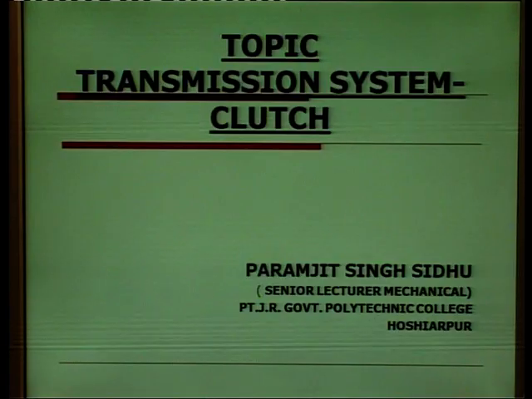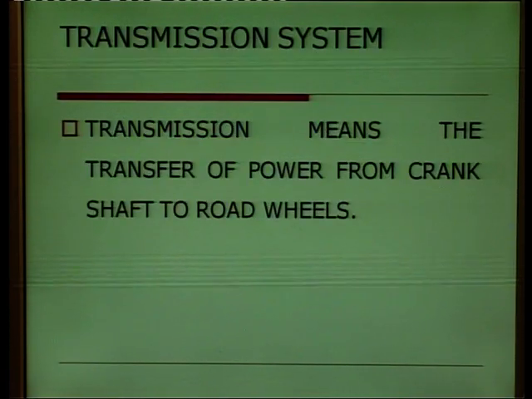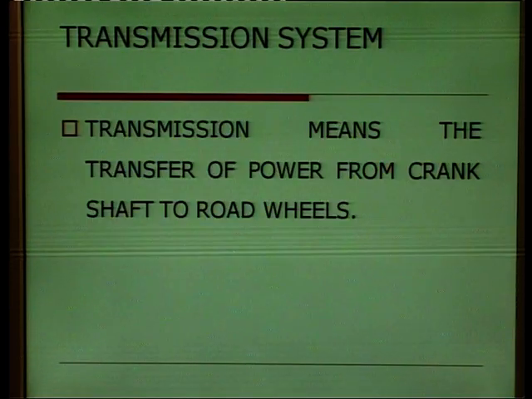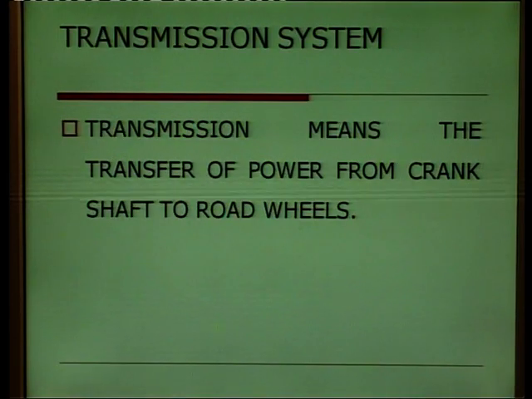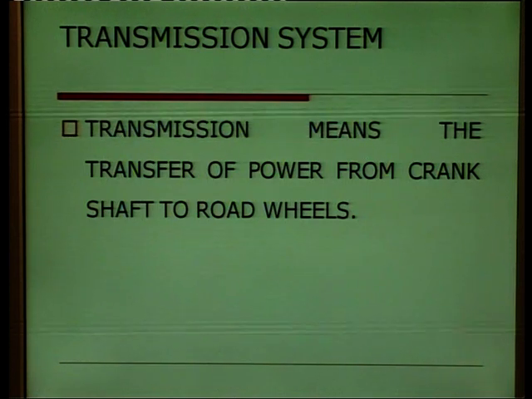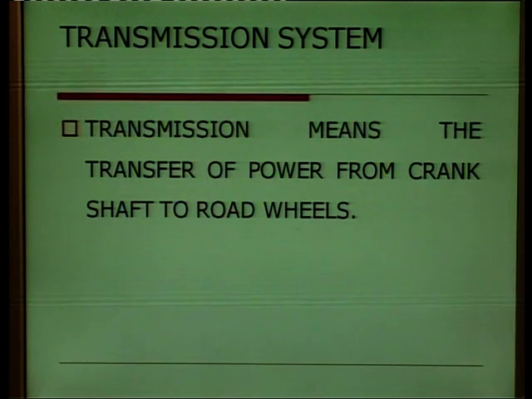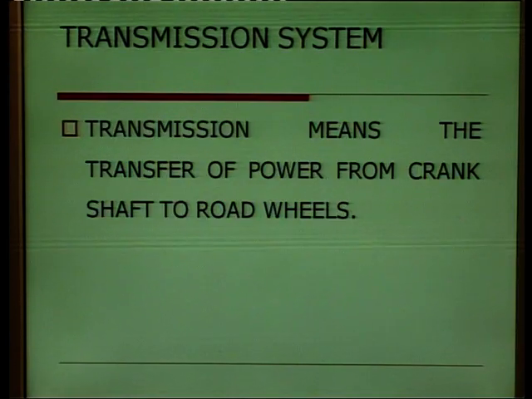First, I explain what is transmission system. Transmission system means the transfer of power from crankshaft to the road wheels. Engine produces the power. That power is transmitted to the wheels. The components in between engine to wheels are known as transmission system.